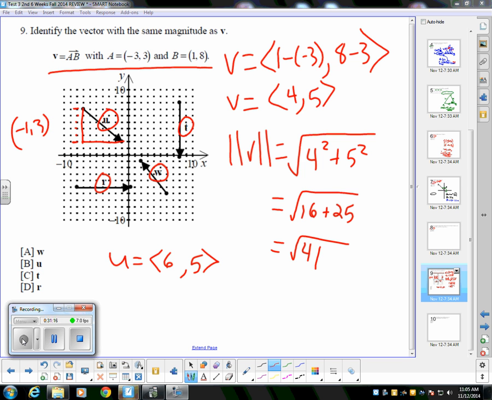That's the terminal point for U. This point right here is 1, 2, 3, 4, 5, 6, 7. So that's -7, 7. Okay, that's the initial point for U. So if I do it the other way around, I have -1 minus -7. Right, so that's -1 plus 7, which is 6.